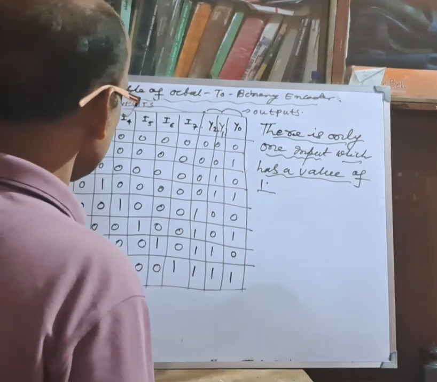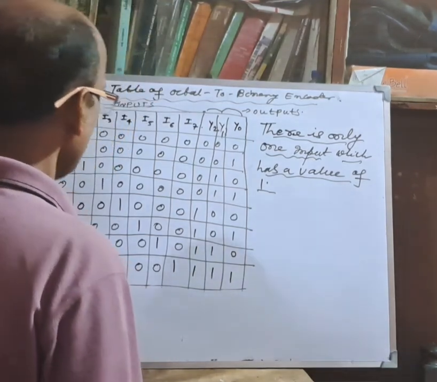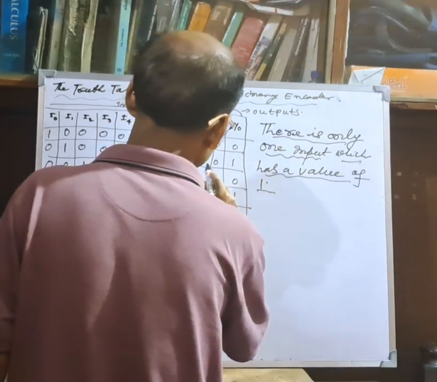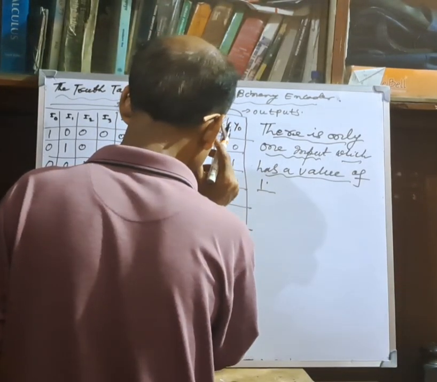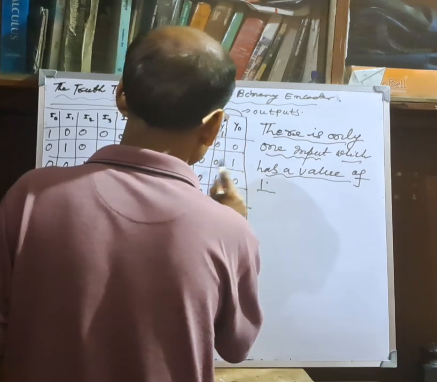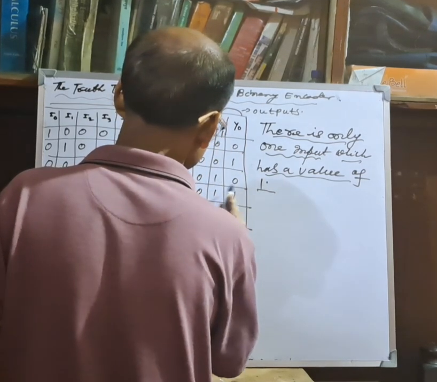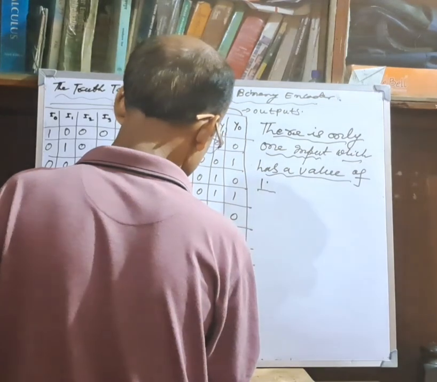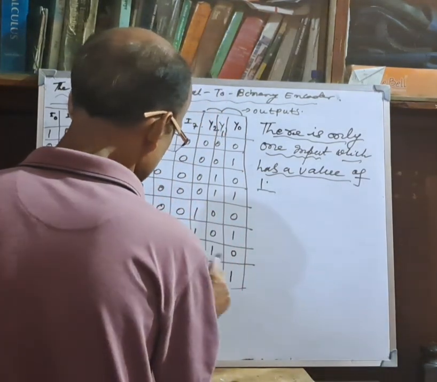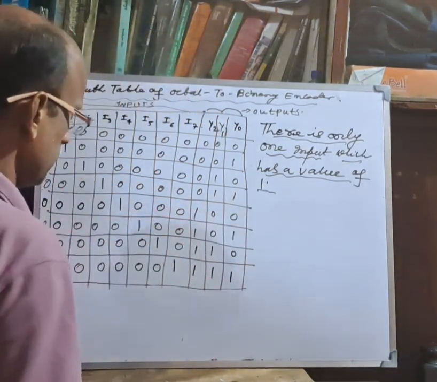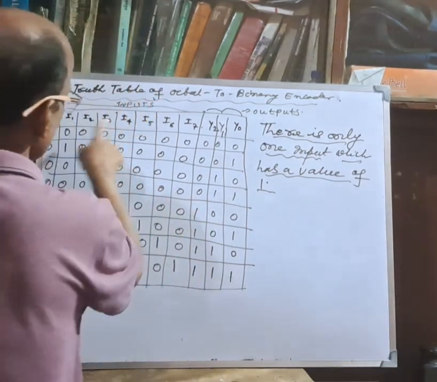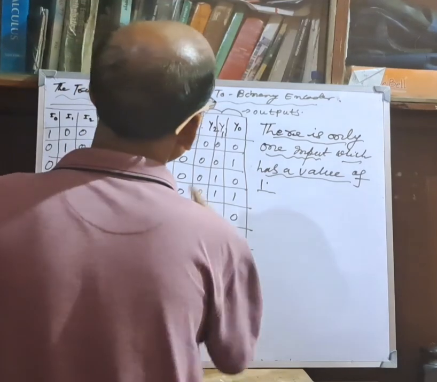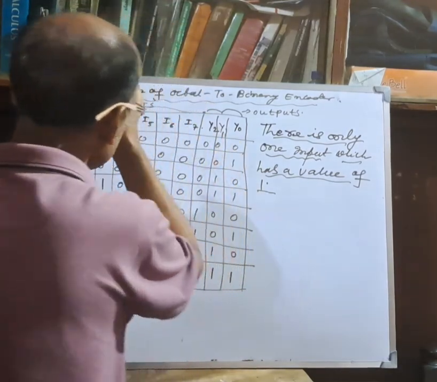Okay, so this becomes here, and you know this is 000, this is 001, 010, 011, and 100, 101, 110, and this is 111. In this way you will do actually from I0 to I7, this is the input, and from Y0 to Y2, these are the output.